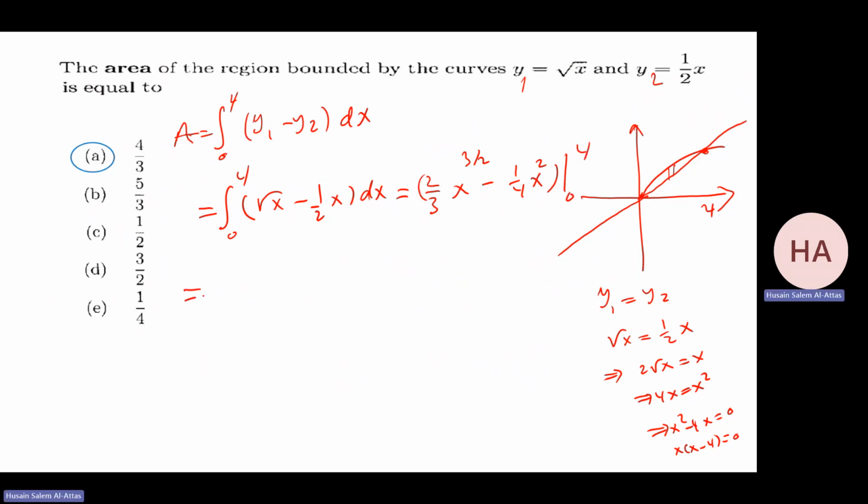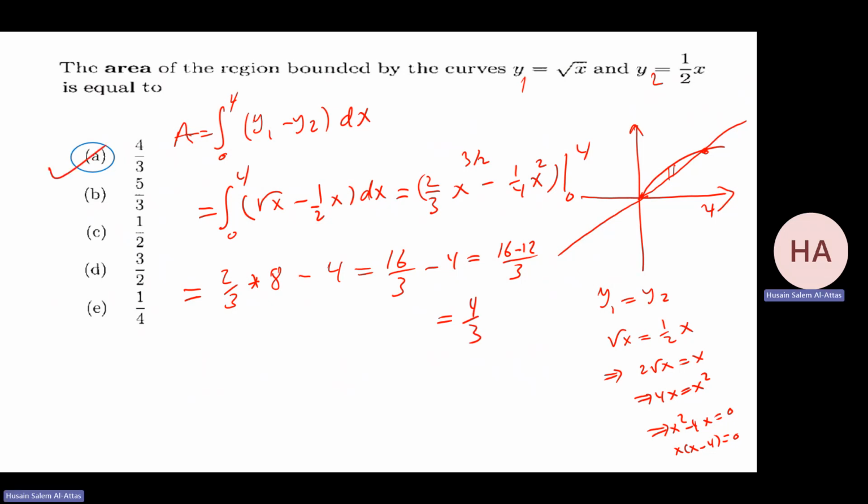Do the calculation. That will be 2 over 3 times square root of 4, which is 2 cubed, times 8, minus 16 over 4, which is minus 4. So that will be 16 over 3 minus 4. So you have 16 minus 12 over 3, and that is 4 over 3.